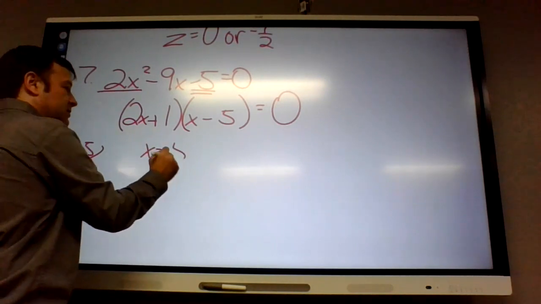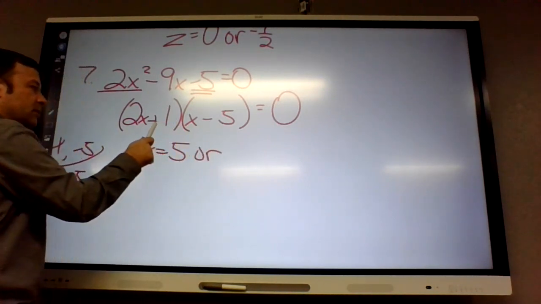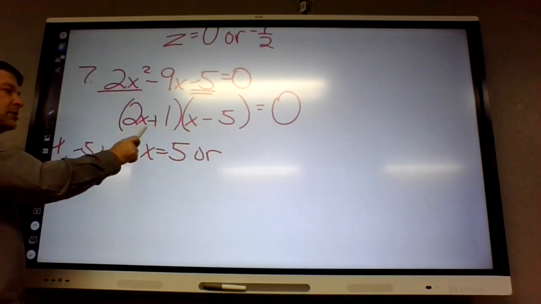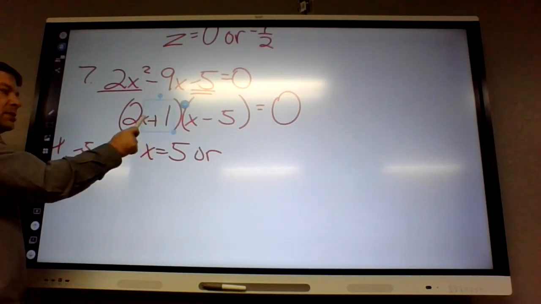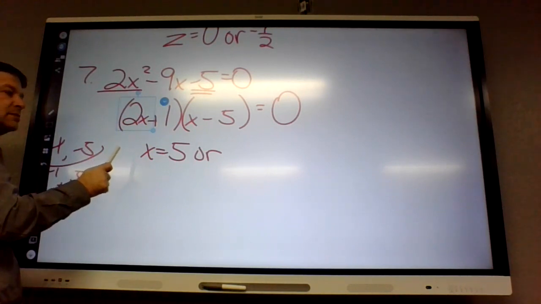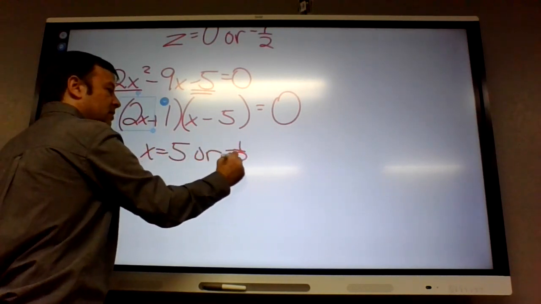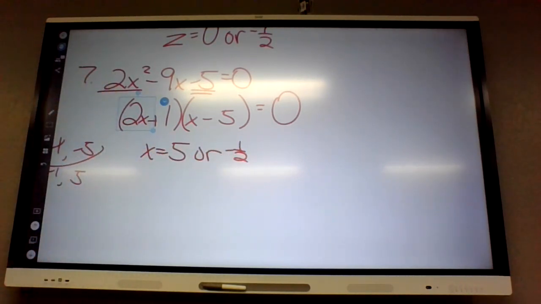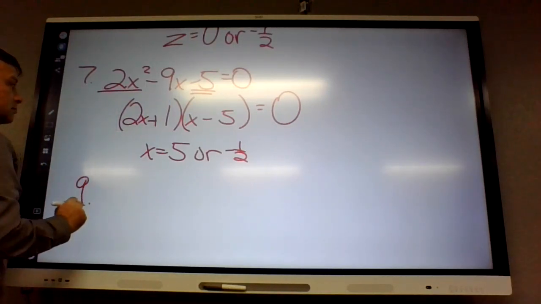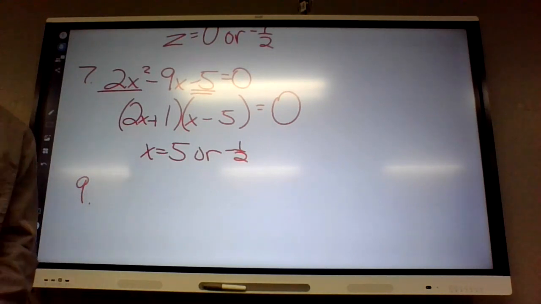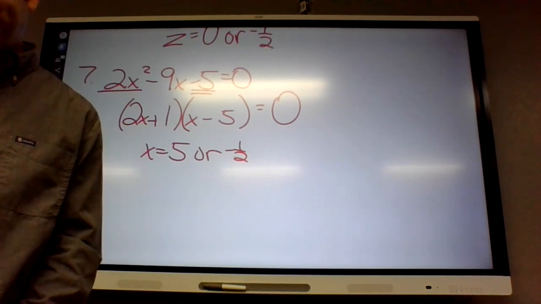5 is one of the answers, or, remember how to do this one? Negative 1 half. I might need to go around and see if you guys are getting it.